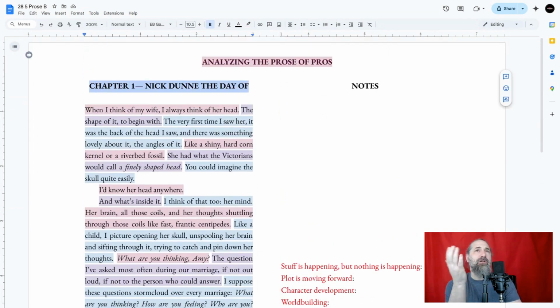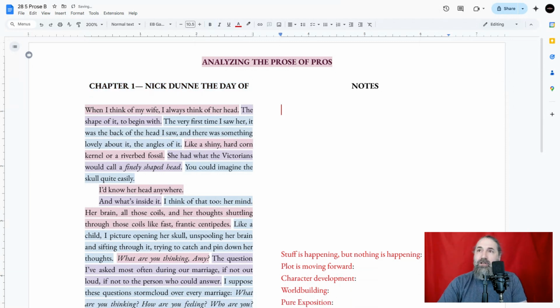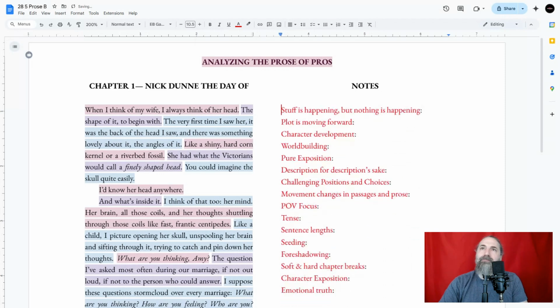Nick Dunn, the day of chapter 1. Oh, there's another thing. So, some people they don't name their chapters. They just say chapter 1. Sometimes they'll just have the number 1. It's okay to name your chapters. Make sure that they do connect to the chapter in some way, but they also shouldn't give away too much.